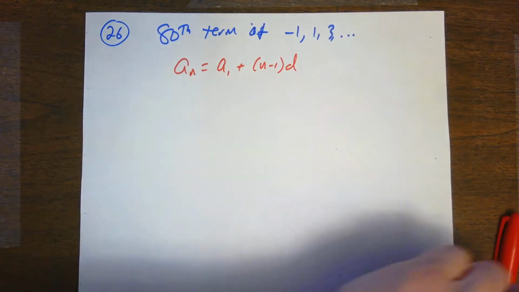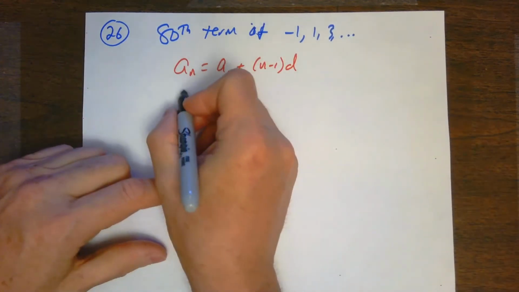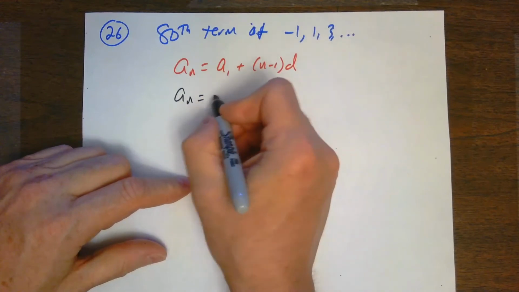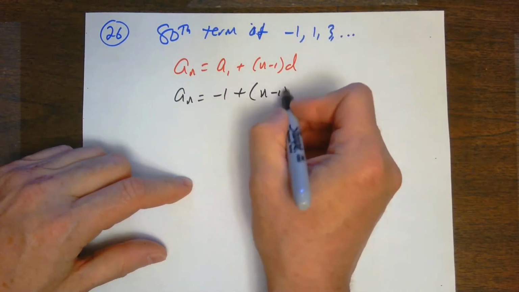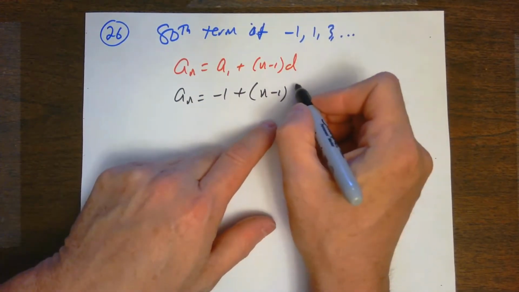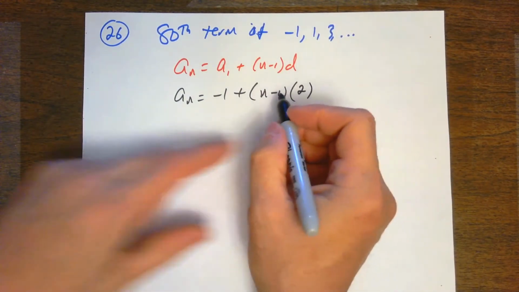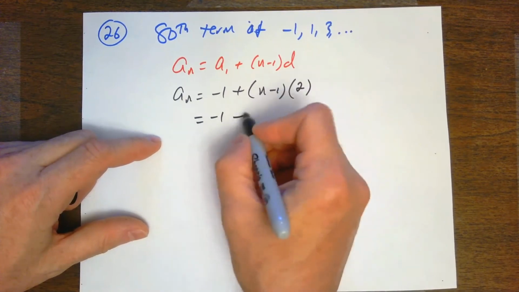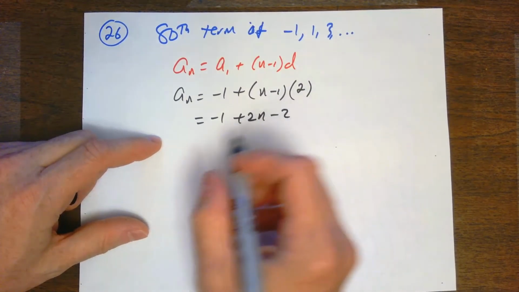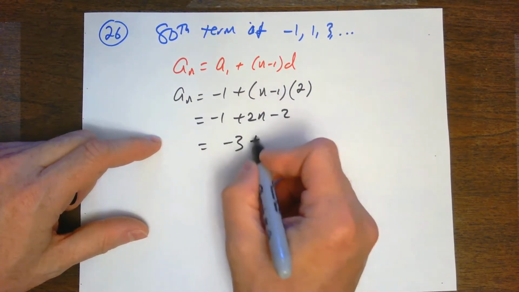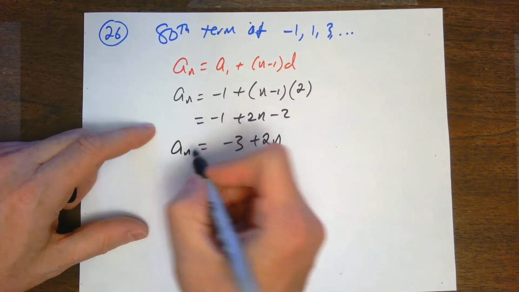Substituting in, any term is, my first term is negative 1 plus n minus 1 common differences of, let's see, what's the common difference here? 2. Negative 1 plus 2n minus 2. Negative 3 plus 2n. There's my formula.